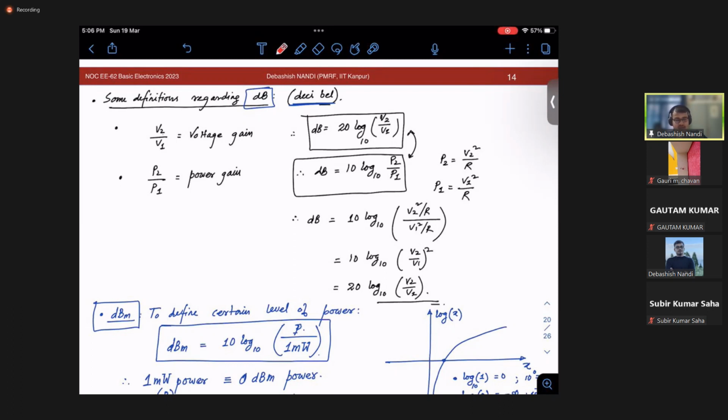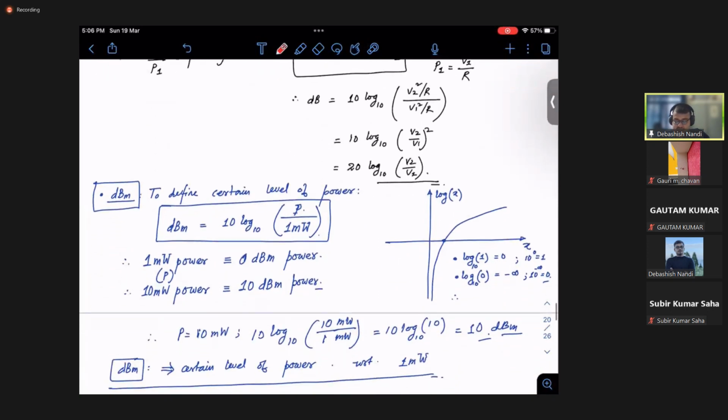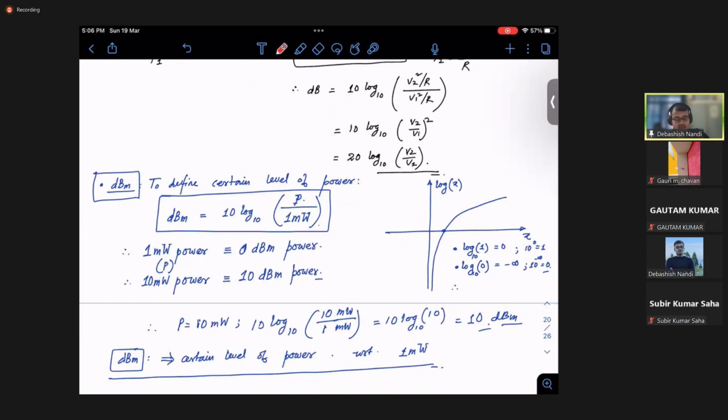Then I have told you a very important parameter, dBm. dBm is nothing but a way to represent power levels. It is based upon, or in reference to, 1 milliwatt of power. So always remember that if somebody tells you that they want this much dBm of power, you can convert it back to any value of milliwatt, right?